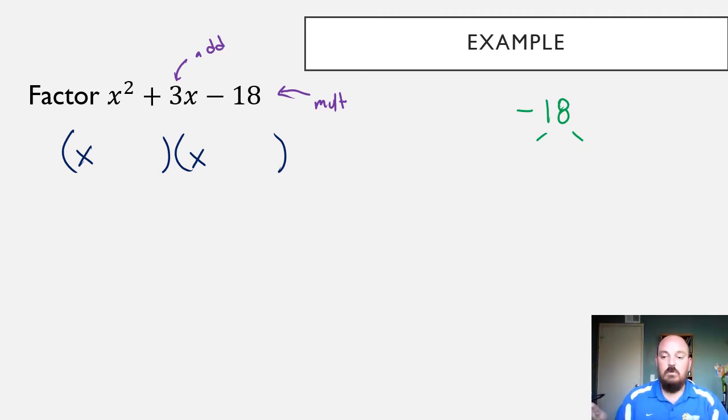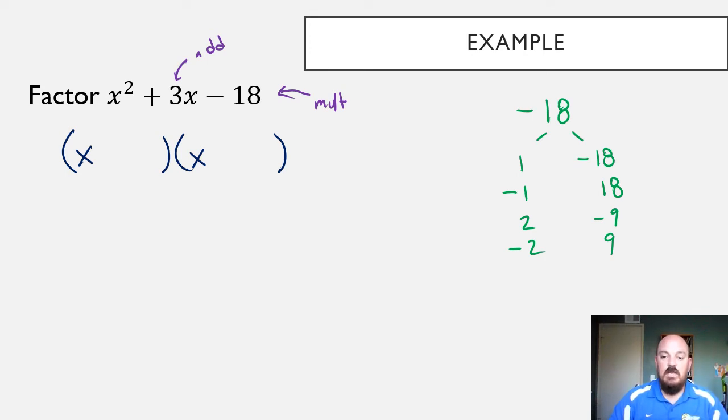So for example, negative 18 could be positive 1 times negative 18, but it could also be negative 1 times positive 18, because each one of those is a negative times a positive, and the answer is negative. The next pair of numbers I think of is 2 and 9, but then again, you're going to get two choices, because if you're ending with negative 18, it could be positive 2 times negative 9, or negative 2 times positive 9.